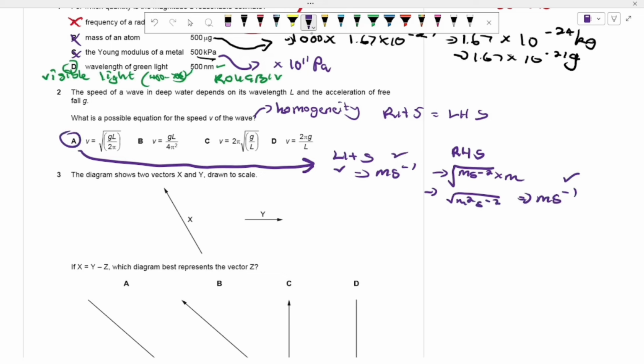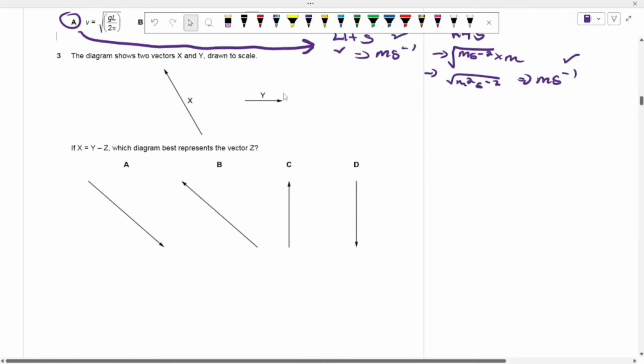Okay, so whenever you're proving using homogeneity, you just have to prove that the left hand side has the same units as the right hand side. If they have, that means that equation has to be a possible equation.